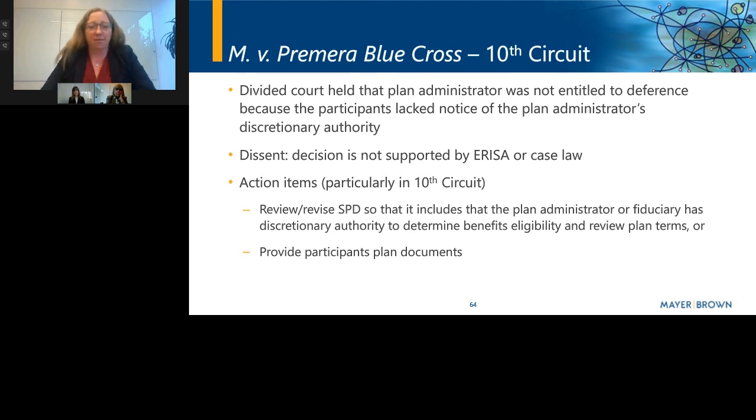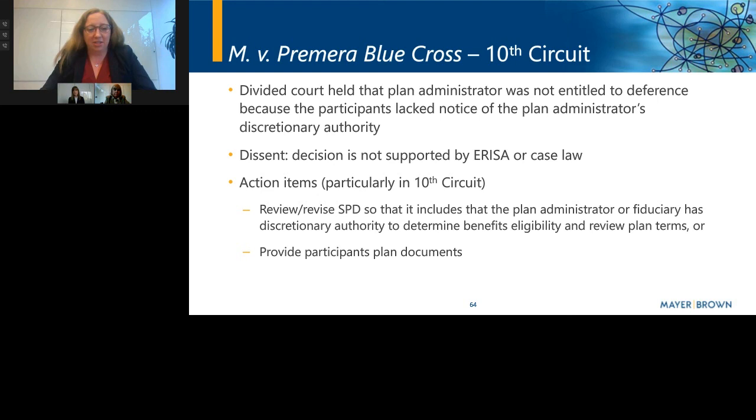This runs completely counter to Firestone, as the dissent noted. They said it was not supported by ERISA, it was not supported by case law, and it was something of the 10th Circuit's own making, because the plan document here clearly gave the plan administrator discretionary authority.